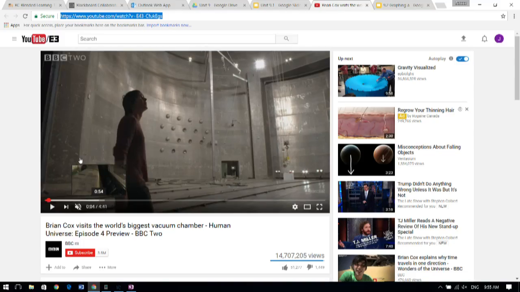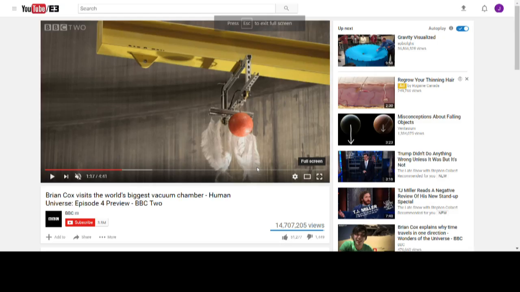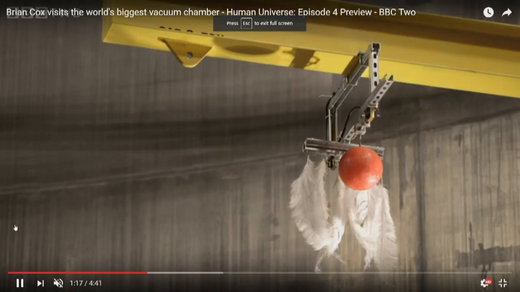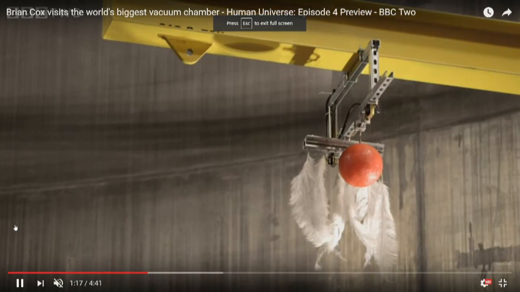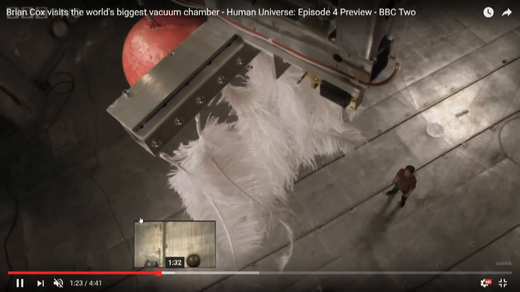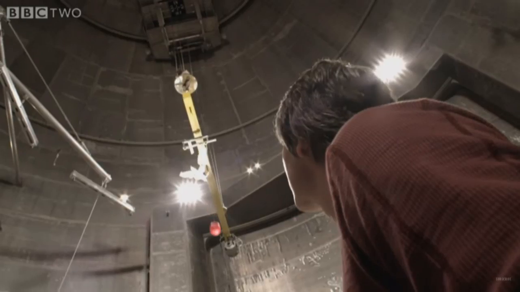So Brian Cox visits the world's largest vacuum chamber and basically repeats the experiment that they did on the moon, with this one having a bowling ball and a feather. So they crank it up into the air and then let it go. And as you would expect, the bowling ball drops really quickly and the feathers take a long time to hit. Kind of gives you a really bad frame rate of what's going on.